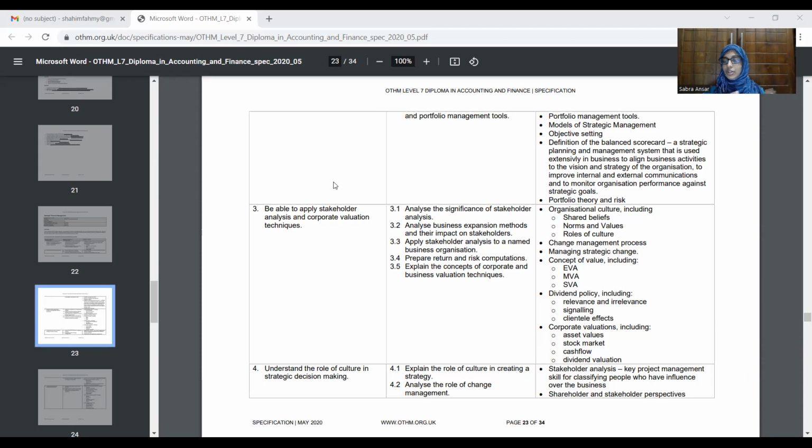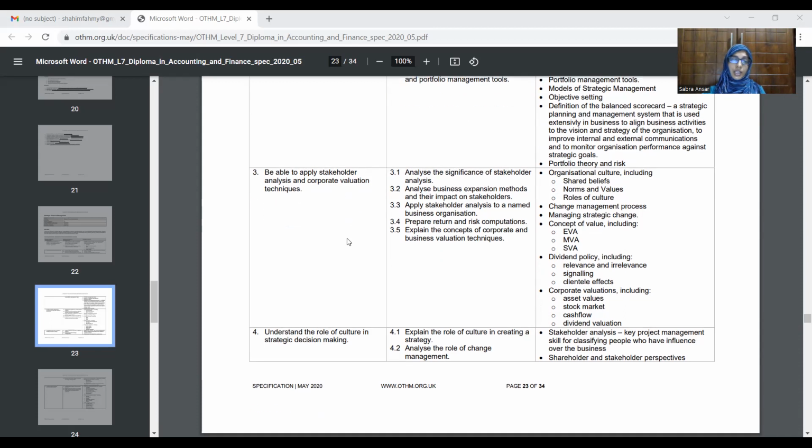try and figure out how to expand and figure out what to do while expanding from a financial perspective, and how to make that decision. That is how we will be doing the third learning outcome.